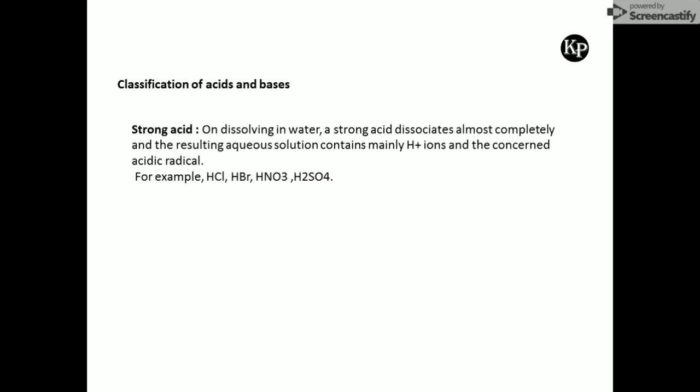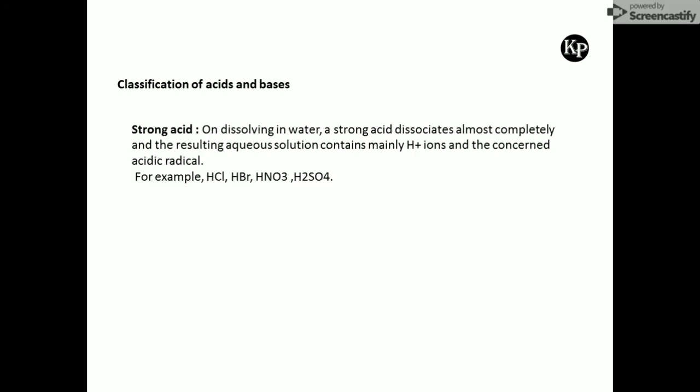So now, classification of acids and bases. Classification of acids and bases: strong and weak acids, strong and weak bases, and alkali. So acids and bases are classified into strong and weak, these two types only, on the basis of how many ions they give, or on the dissociation capacity in the aqueous solution.